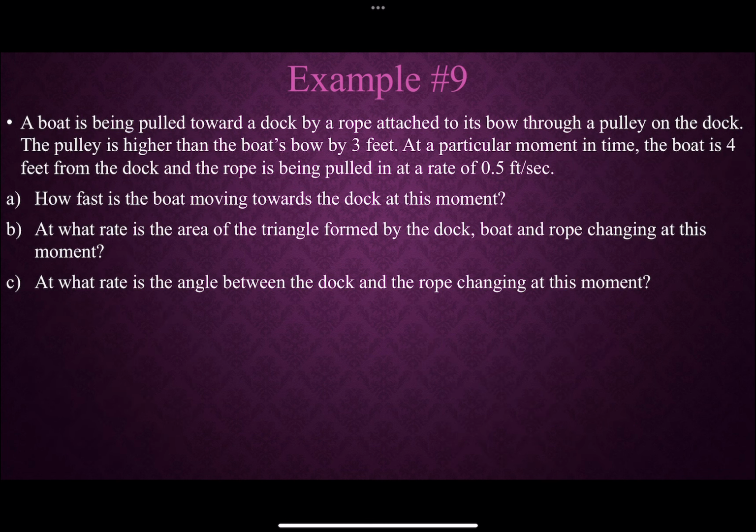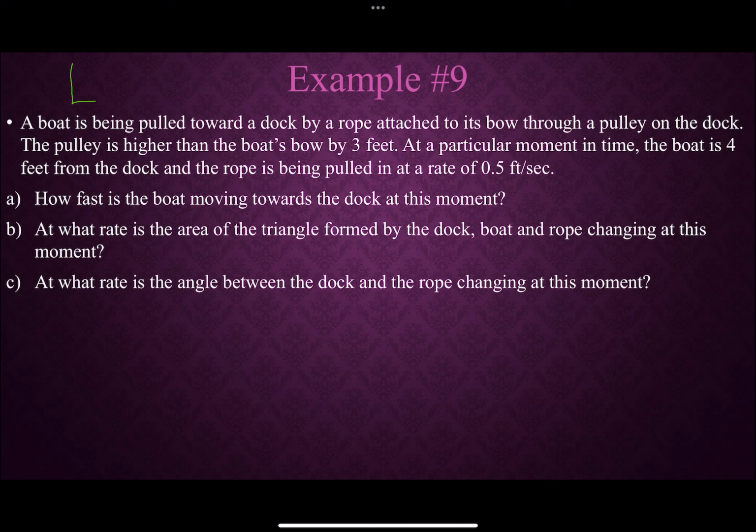All right, one more. This is a classic kind of question you're going to see a lot with these scenarios. We're creating a right triangle, and I'm going to ask three different things based off the right triangle. A boat is being pulled toward a dock by a rope attached to its bow through a pulley on the dock. The pulley is higher than the boat's bow by 3 feet. At a particular moment in time, the boat is 4 feet from the dock, and the rope is being pulled in at a rate of 0.5 feet per second.